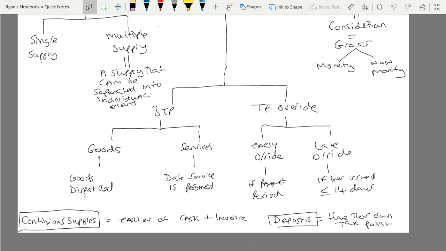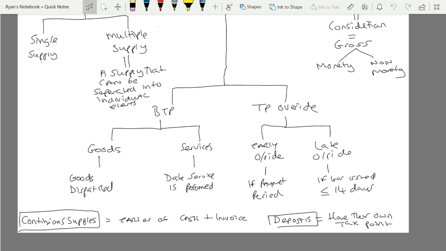However, we have an early override and a late override for both of those. We'll shift the tax point earlier if the payment is received before the goods are dispatched or the service is performed. And we'll shift it after the basic tax point if the invoice is issued within less than 14 days. So if I dispatch the goods on the 1st of the month, but I invoice it on the 7th of the month, because that's within 7 days, we'll take the invoice date as being the tax point for VAT.